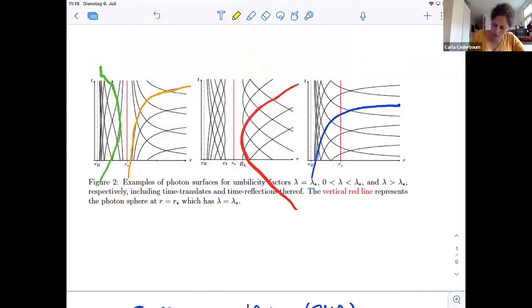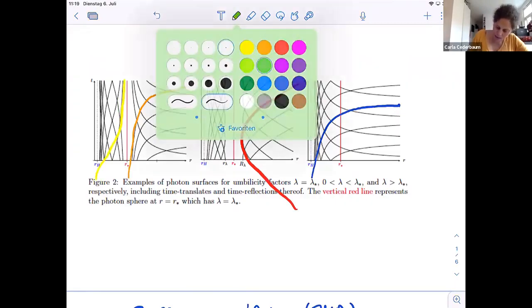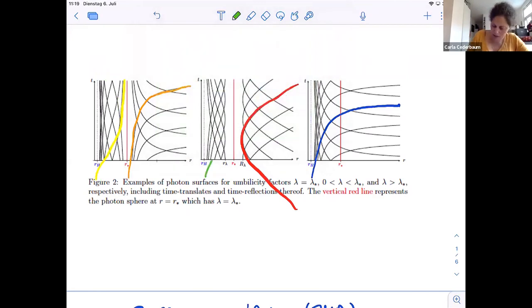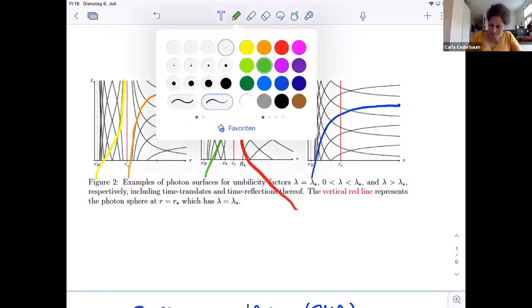There's this one type which I should have probably drawn here. So we have this one type that comes from the horizon and asymptotes to the photon sphere, and this other type that I drew in the wrong picture, which comes from the horizon, turns around and goes back tangentially to the horizon in this way of depicting it. Okay, so these are the different types of photon surfaces that they find.